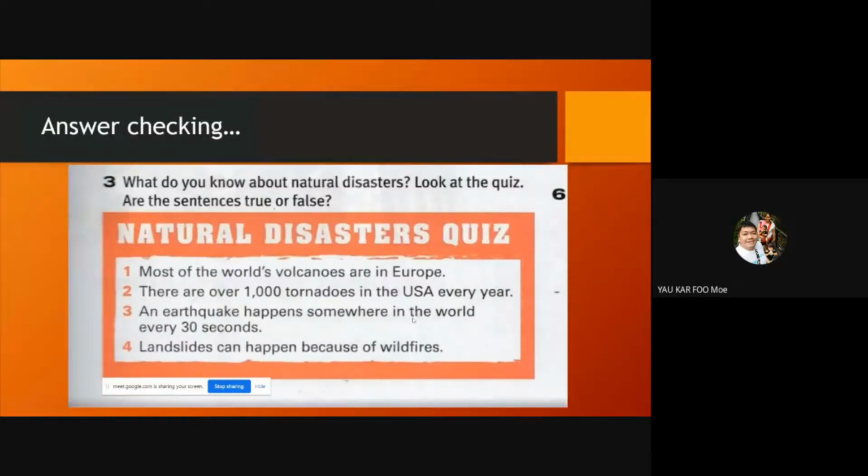Okay, number 1, you guess, please read the sentence and read your answer, please. Most of the world's volcanoes are in Europe. It was false. Your answer is? False. Okay, let's check the answer. Yes, very good. Congratulations. Your answer is correct. The answer is false. Okay, very good.